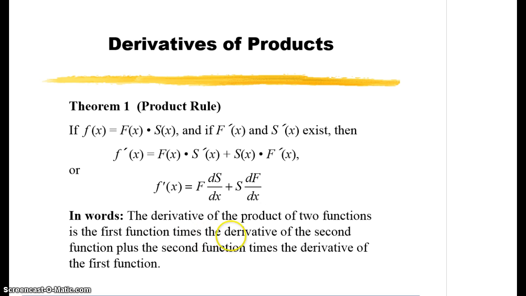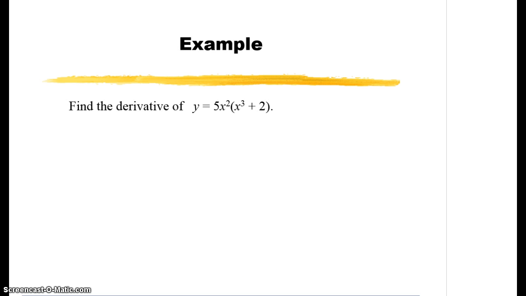Once again in words, the derivative of the product of two functions is the first function times the derivative of the second function plus the second function times the derivative of the first function. As a quick example, what I like to do with these is right off the bat to try to figure out what my two functions are that multiplied together give me the product whose derivative I'm looking for. In this case, I'm looking for the derivative of y, and y is clearly a product of two functions. This is my f of x, and this is my s of x.